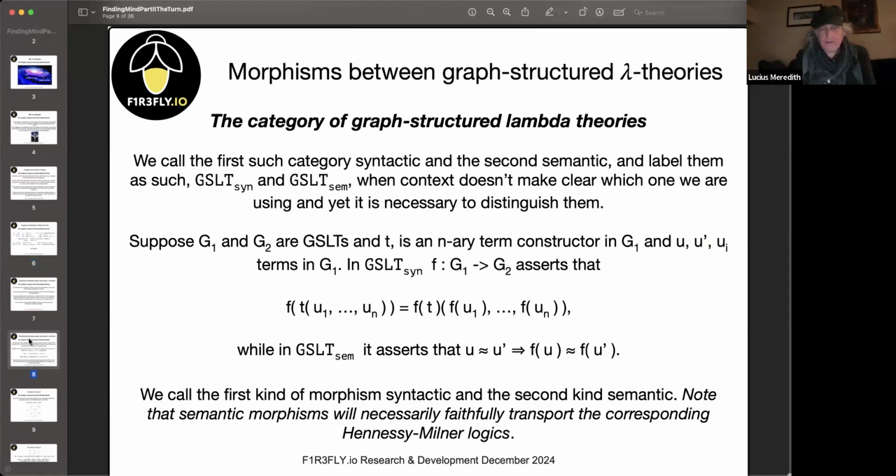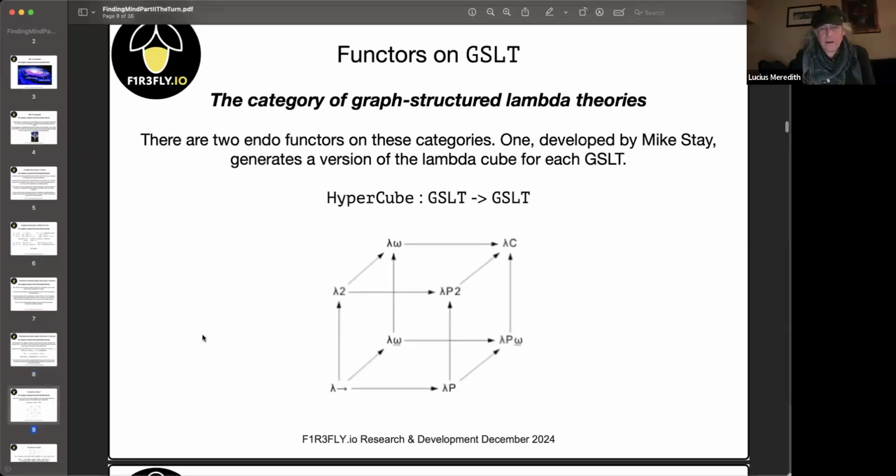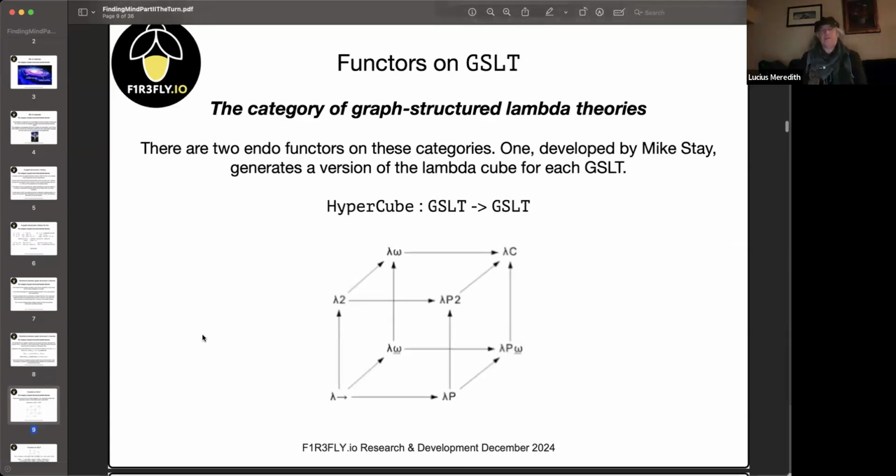Okay, right. So that's basically GSLT Thin versus GSLT Sim. So now, how am I going to get all the things that I need from the previous talk? Well, it turns out there are a bunch of functors that live on GSLT, and if I don't put the subscript Thin or Sim, that means that the functors live on both categories. So there's one functor that's being developed largely by Mike Stay. Mike and I have been working on it together, but this is mostly his work.